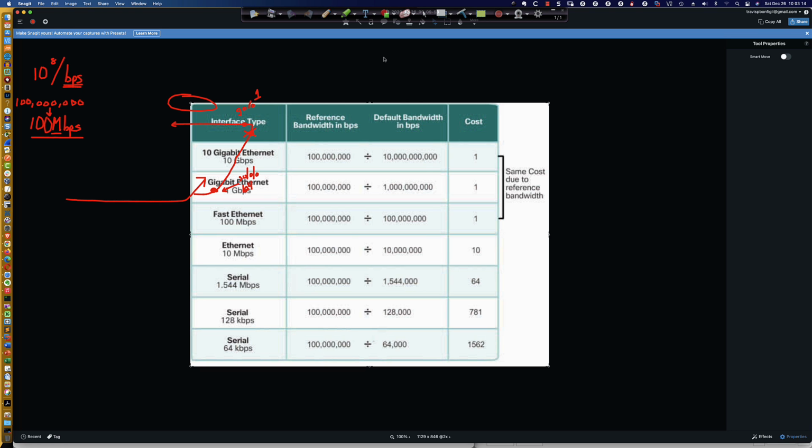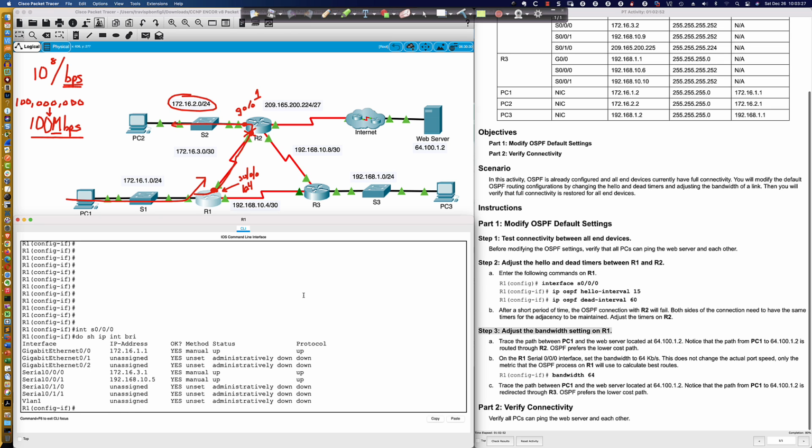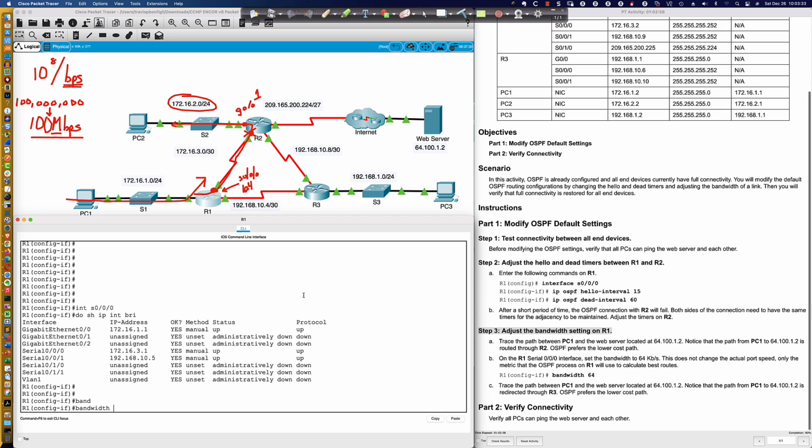So now let's transition back to the activity, and let's complete this activity with what they're asking us to do. Let's go into int serial 0/0/0, and let me, again, do show ip interface brief. Let me make sure here. It says it, but I just want to make sure, 16.3.1. So that is it. And I'm going to say bandwidth 64. Now, how can I confirm that that actually took place? Do show interface serial 0/0/0. And remember, the extra zeros are free here.